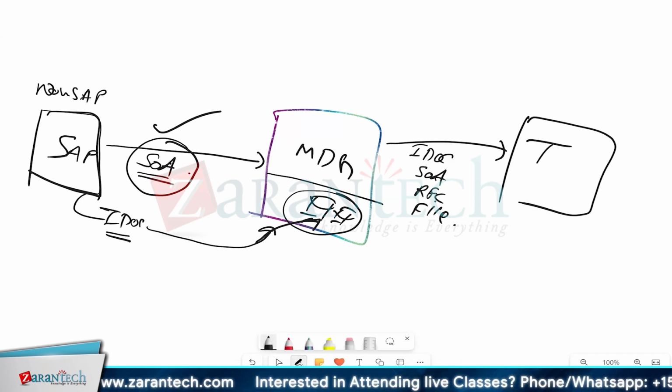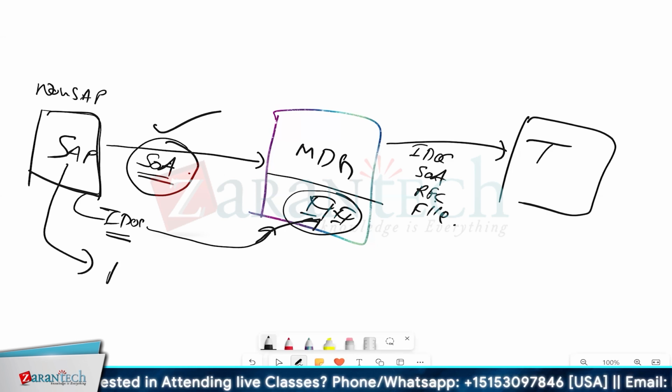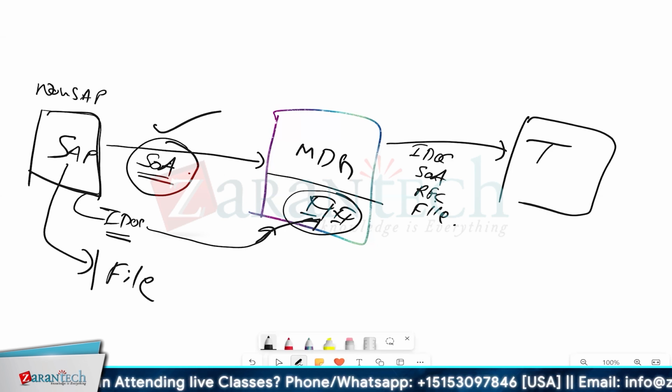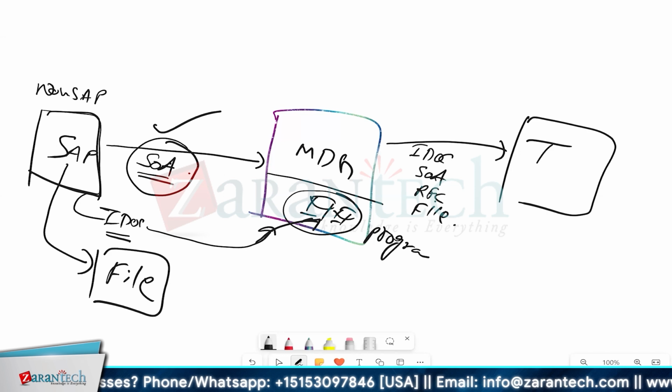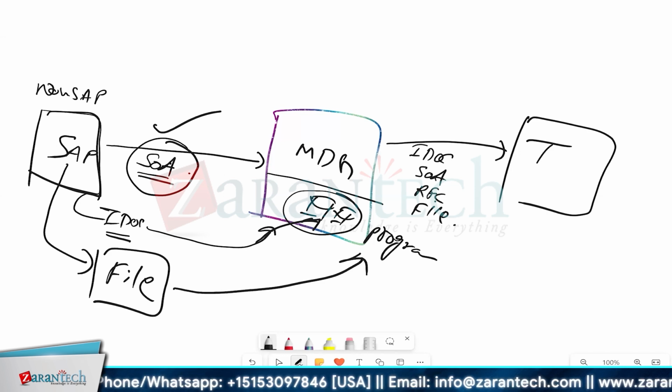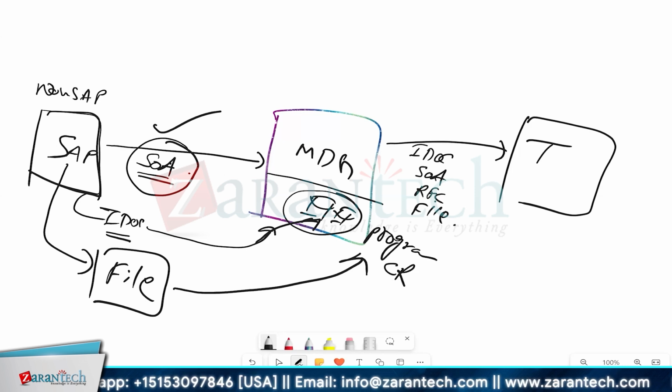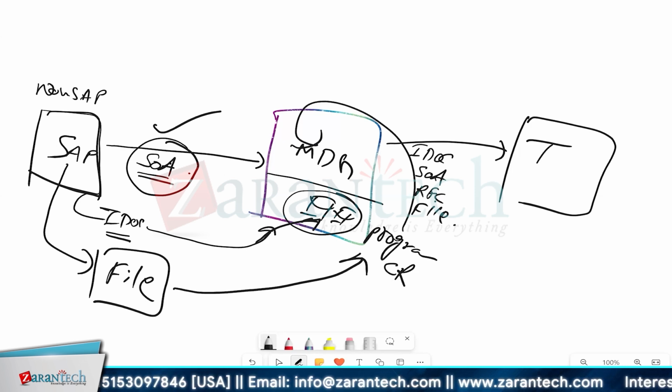The other options, if you ask me, are the normal custom processes. If this is an SAP system, it will create a file and place the file with the data somewhere here. And you write some ABAP program, and this program will read the data from this particular file, and programmatically you can launch a CR, which will trigger this particular MDG. So this is a completely custom solution.